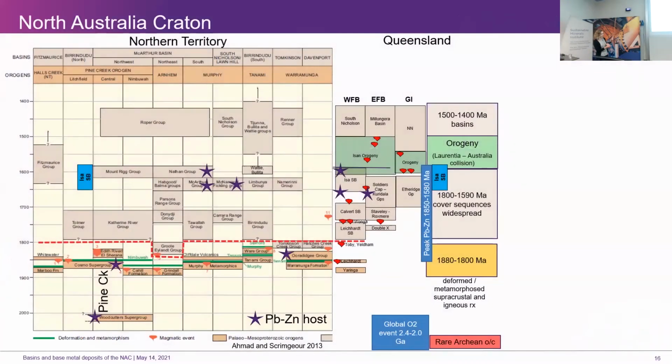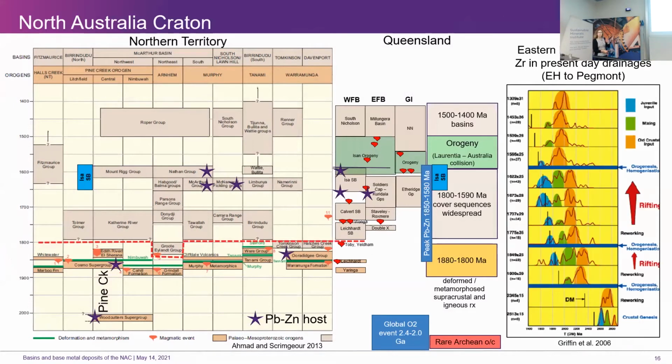So looking at the basins, this is the same chart that I showed you earlier, focused on the NT. I've added Mount Isa, Queensland in there beside it. Again, the lead-zinc deposits are highlighted by the purple stars. So this chart at the right is from Griffin et al., and it's a really interesting study on detrital zircons from present-day drainages. So they were just looking at the ages that showed up.